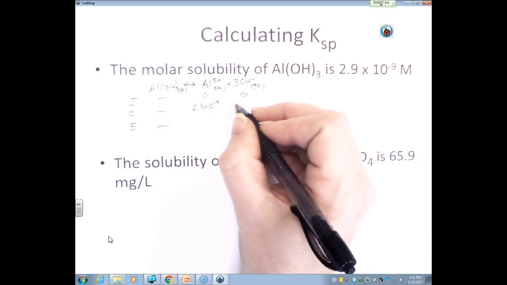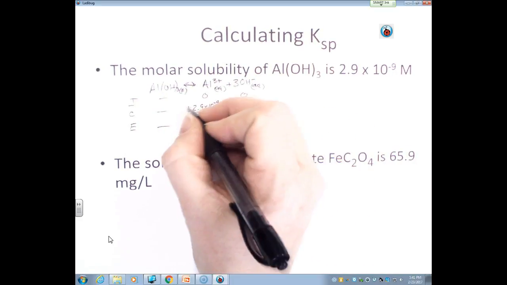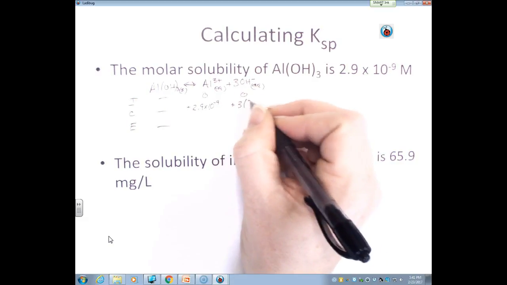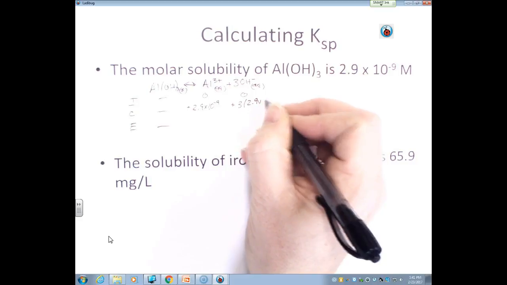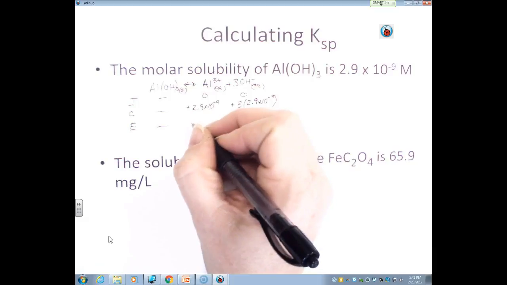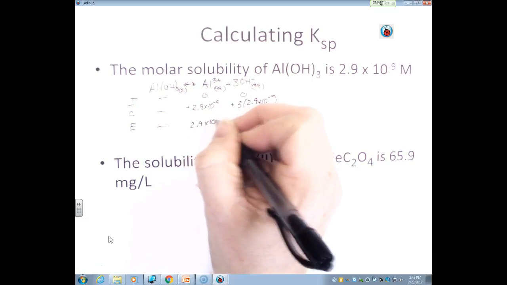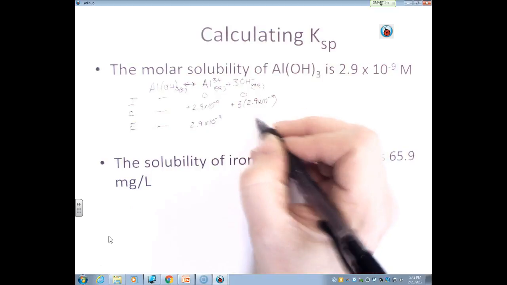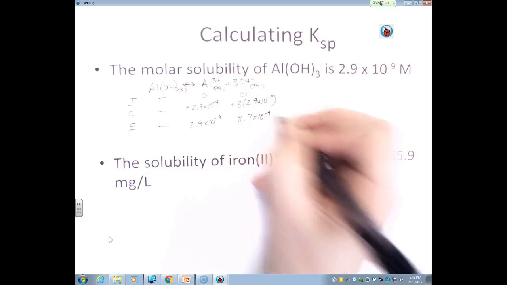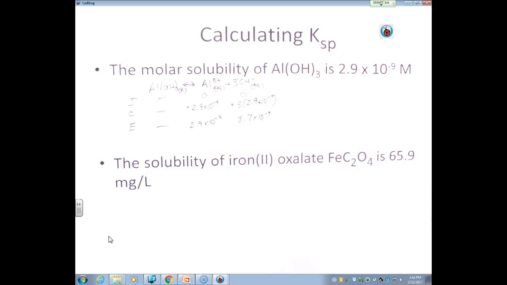It's going to give me 3 times that, and that's my change. So to translate it over here, it's going to be 3 times that amount, 2.9 times 10 to the negative 9. All right, so at equilibrium, I'm going to have 2.9 times 10 to the negative 9 molar of aluminum ions, and 8.7 times 10 to the negative 9 molar of my hydroxide ions.